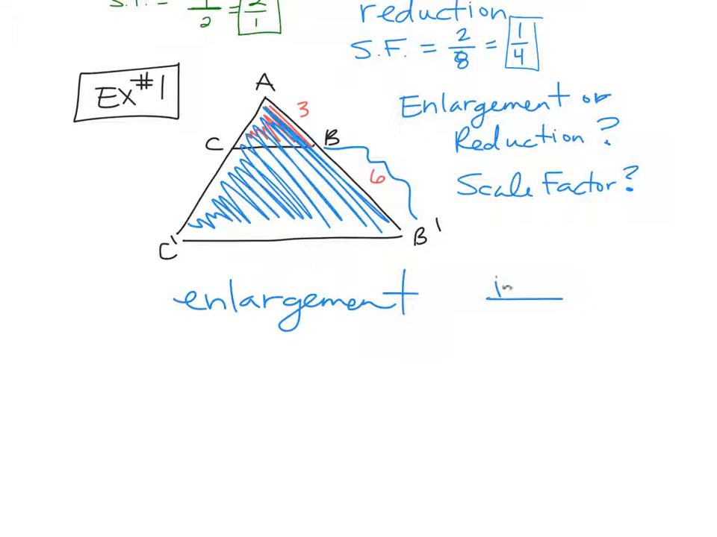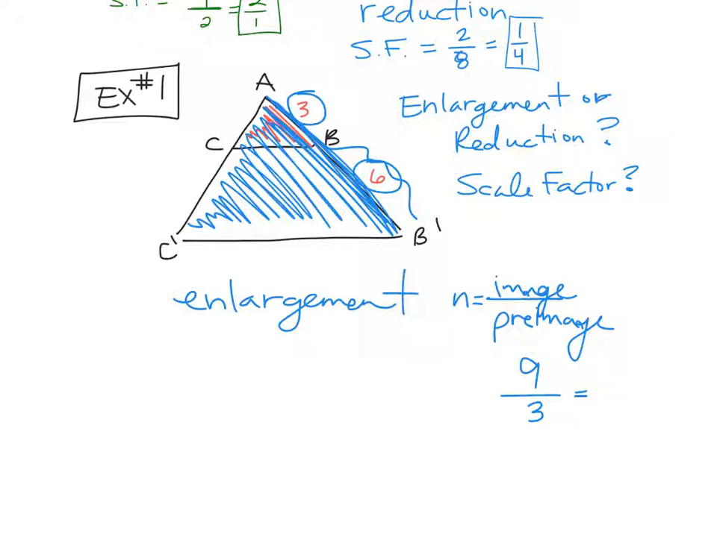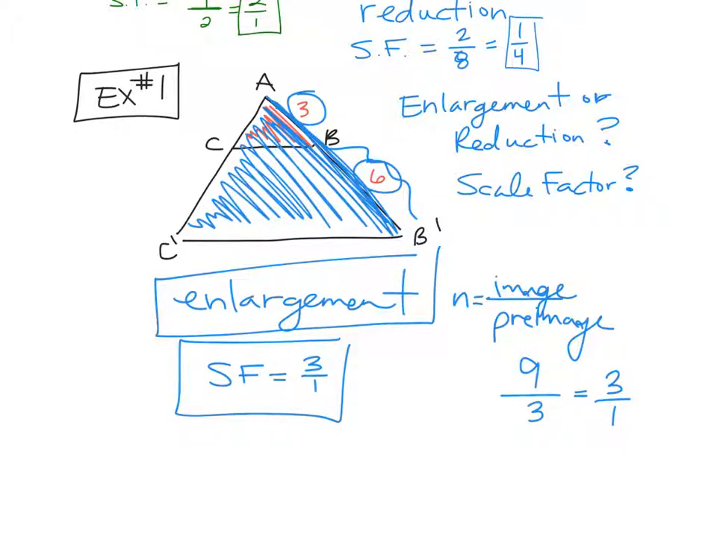Now be careful with our scale factor here. You're doing image over pre-image, right? That was the setup we said for scale factor. What's my image length? It's 9, right? You have to take the 3 and the 6 together because we need this whole side. Okay, so the image is 9. What was the pre-image length? 3. So 9 to 3, or 3 to 1, or you could just call that 3 technically. So my scale factor is either 3 to 1 or 3. They're both fine. But it is an enlargement with a scale factor of 3.